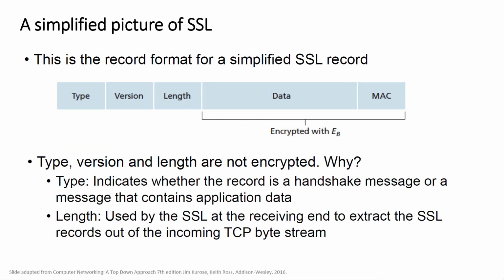So let's look at the simplified picture of SSL. This is the record format for a simplified SSL record. You have the type, version, and the length, but these are not encrypted. You have your data, and then the MAC of this data is calculated, and then both of them are encrypted with the symmetric key encryption algorithm.